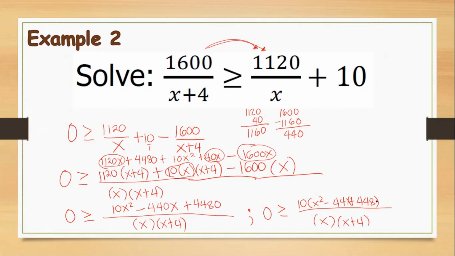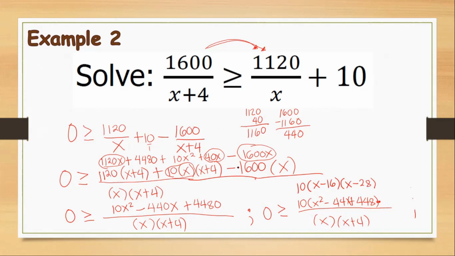We have to look for factors of 448 that when added will become 44. So 448 divided by, if we have 16 and 28. Okay, let's try 16 and 28. 6 plus 8 equals 14, carry 1, 44. Okay, so we have 16 and 28 as factors. Let's remember that. That will be 10 times x minus 16 times x minus 28 all over x times x plus 4.